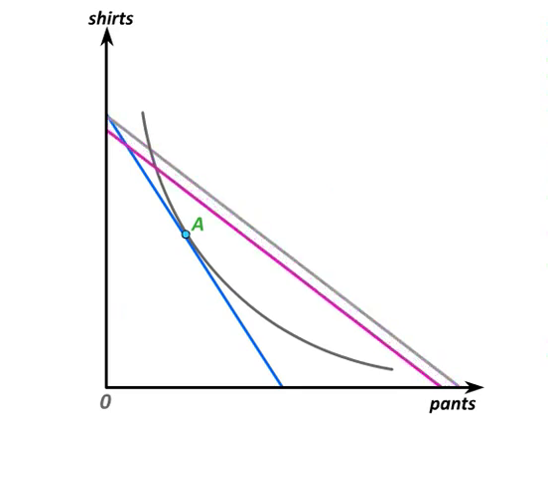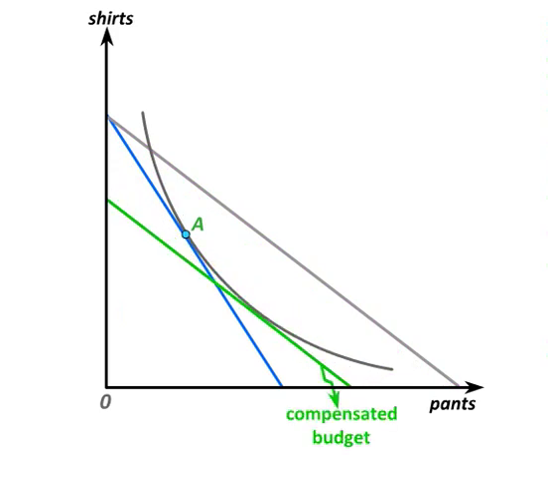To isolate the substitution effect that occurs along the indifference curve that passes through point A, we take the final budget constraint and shift it in parallel to get to the compensated budget that has a tangency with the original indifference curve. Notice that now the compensation is negative. That is to say, we actually have to take money away from me in order to make me just as well off as I was originally at bundle A.